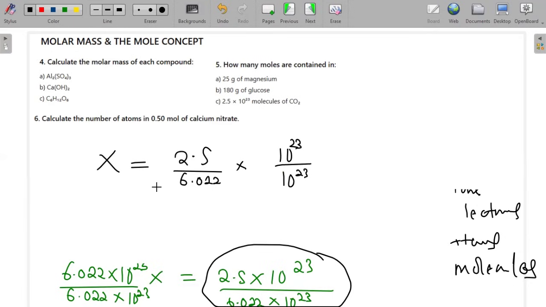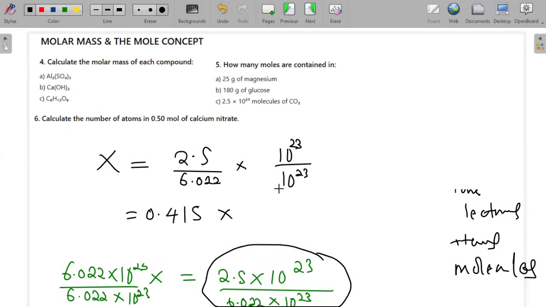Okay, and then I can just punch this now on my calculator. So 2.5 divided by 6.022. That one gives me 0.415. Okay, I've just rounded it off to 3 decimal places.